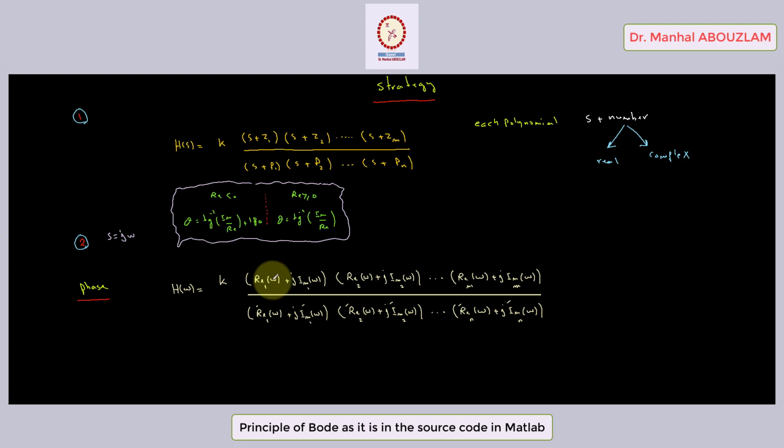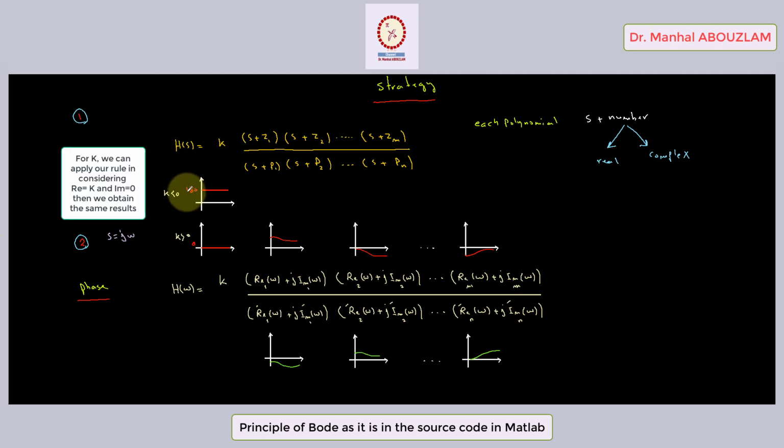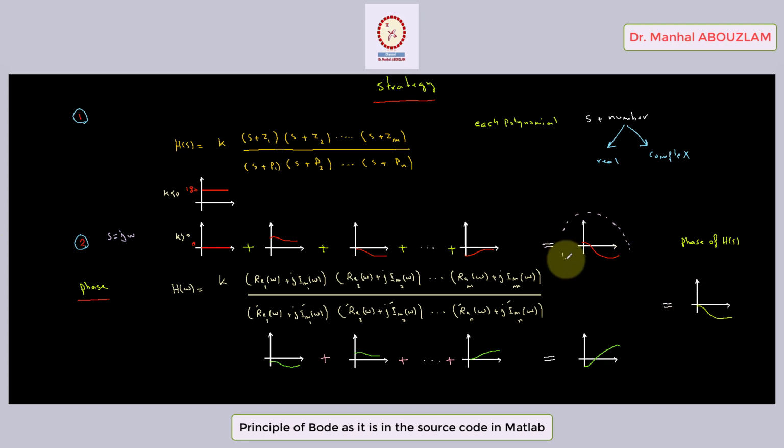We apply our rule for the real part and the imaginary part of each polynomial, and we find the corresponding phase. Just a little note for the gain: if we have a positive gain, the corresponding phase is equal to 0, but if we have a negative gain, the corresponding phase is equal to 180. Now we add all the phases for the numerator and we find the corresponding phase, and we add all the phases for the denominator and we find the corresponding phase. Finally, the phase of the transfer function is equal to the phase of the numerator minus the phase of the denominator.